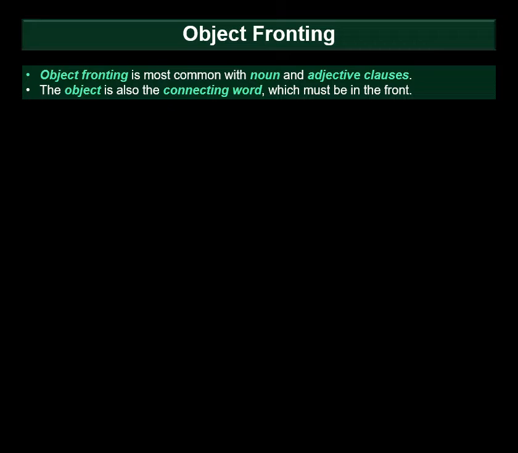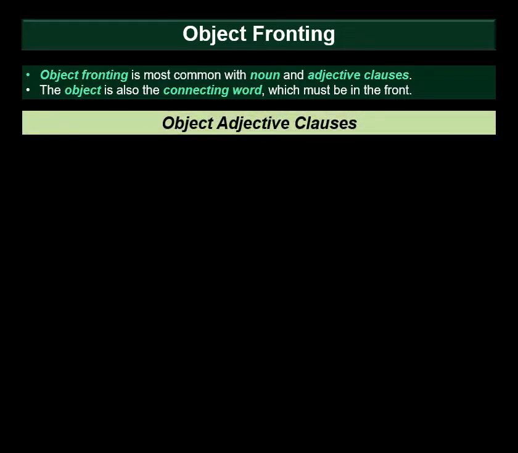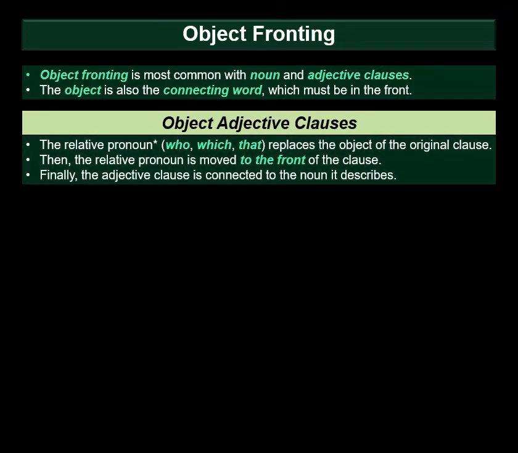Object fronting is also common with noun and adjective clauses. The object is also the connecting word, which is why it has to move to the front. Let's look first at object-adjective clauses. The relative pronoun, the who, which, or that, replaces the object of the original main clause. Then the relative pronoun is moved to the front of the clause. And finally, the adjective clause is connected to the noun it describes.